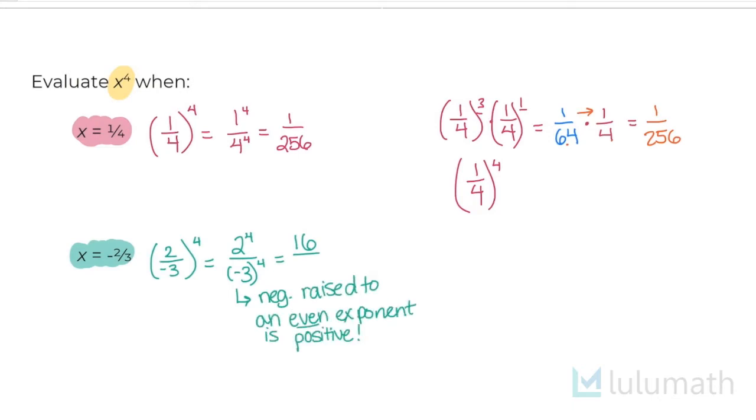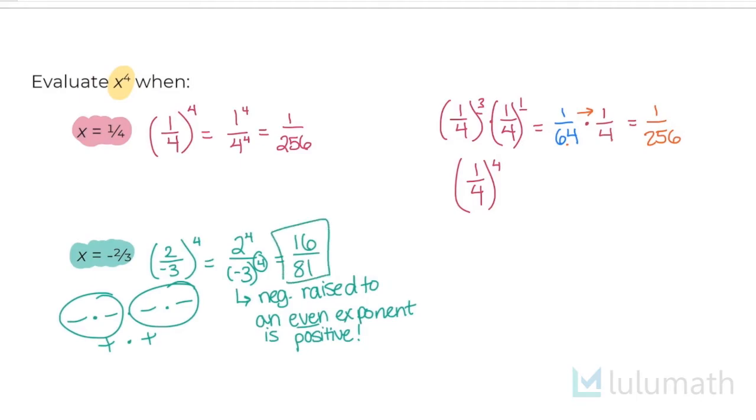negative raised to an even exponent is positive, because if it's raised to the power of 4, that means we have 4 negatives, which can be split up into 2 groups of 2 negatives, and each group of 2 negatives multiplied together will become a positive, right? A negative times a negative times a negative times a negative. These two become a positive, these two become a positive, and a positive times a positive is a positive. Now to evaluate this, I just need to know 3 times 3 is 9, times another 3 is 27, times another 3 is 81. So this right here will be 16 over 81.